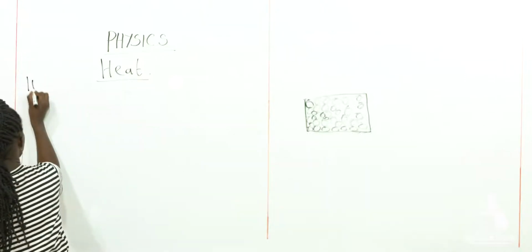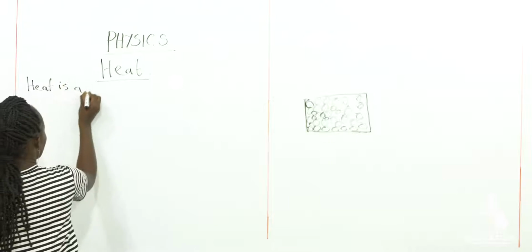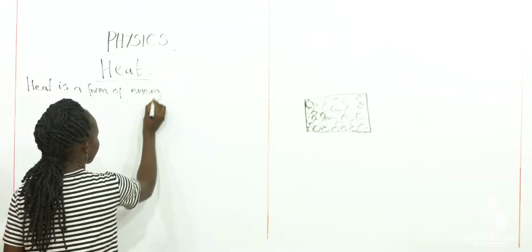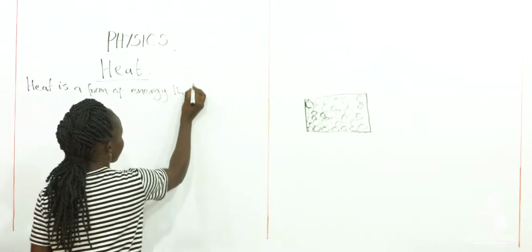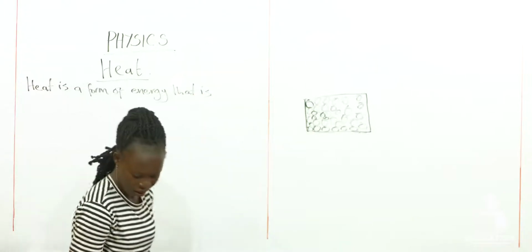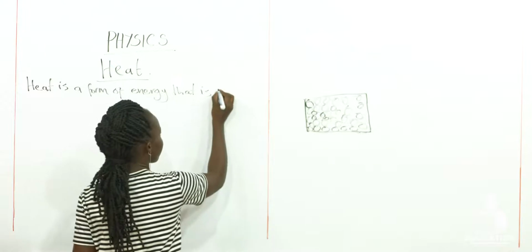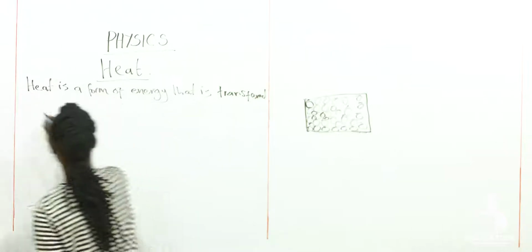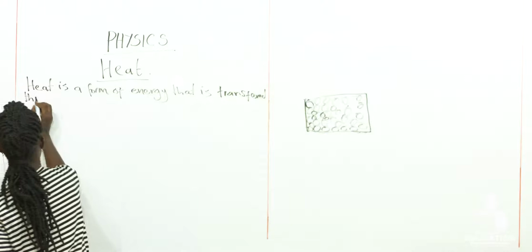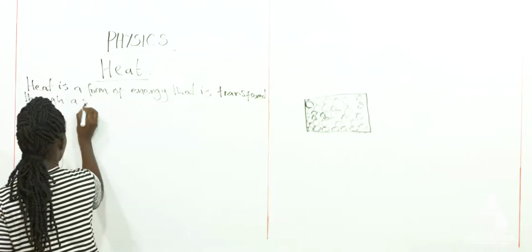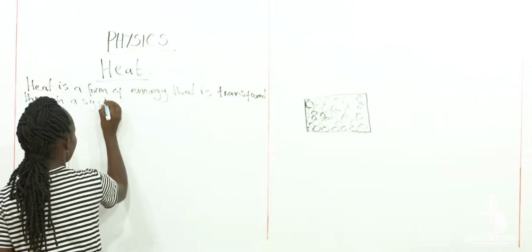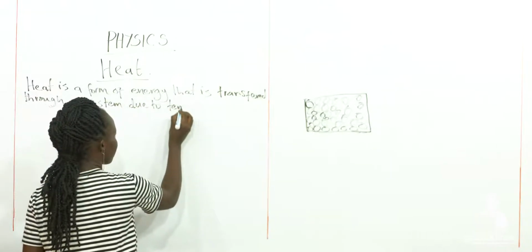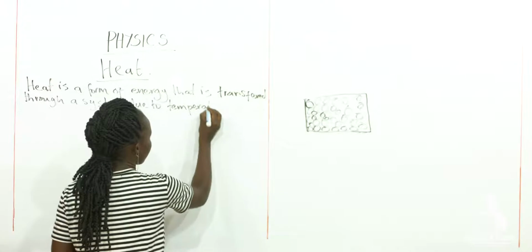So let's write our definition here. We are saying heat is a form of energy that is transferred through a system due to temperature difference.